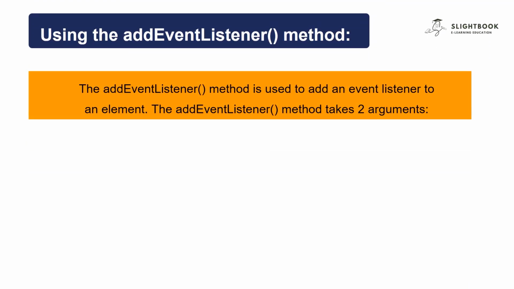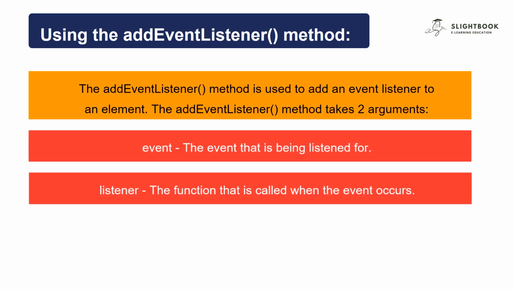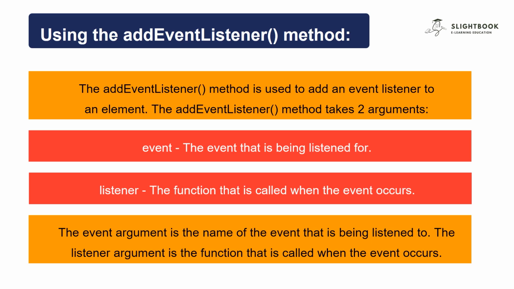The addEventListener method is used to add an event listener to an element. The addEventListener method takes two arguments. Event, the event that is being listened for. Listener, the function that is called when the event occurs. The event argument is the name of the event that is being listened to. The listener argument is the function that is called when the event occurs.